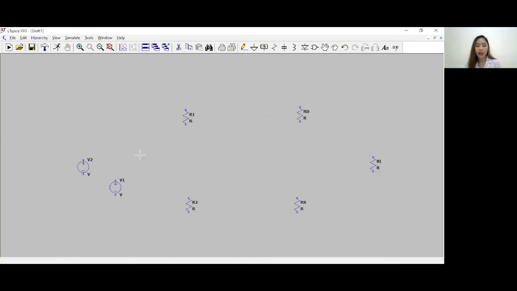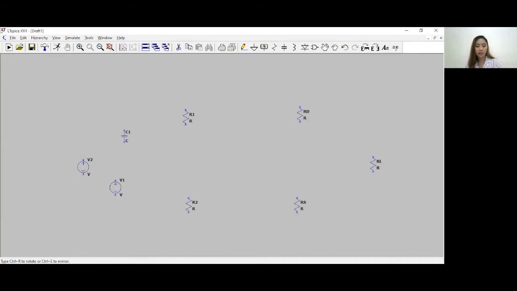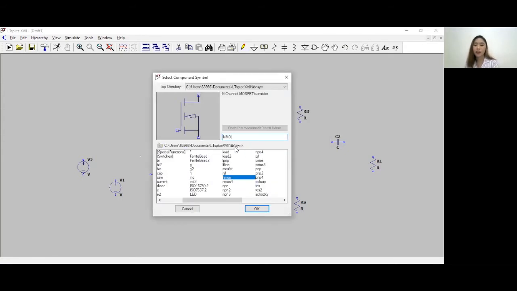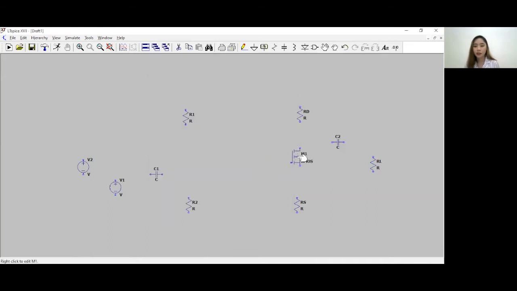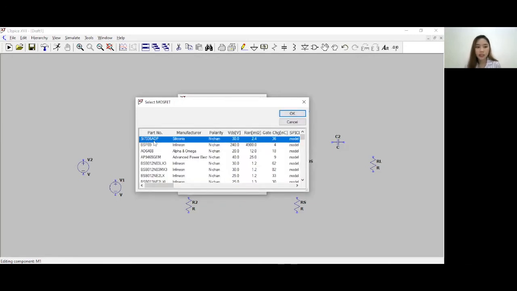Now we will add the capacitors. We will rotate it, Control R, and we will add the capacitor 1 here and then the capacitor 2 here. Last, we will also have the NMOS for our MOSFET circuit. And for our NMOS, we will choose BSP89.